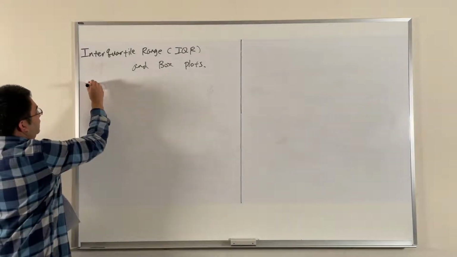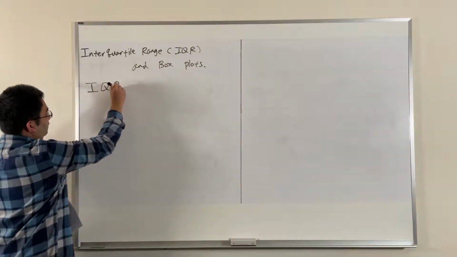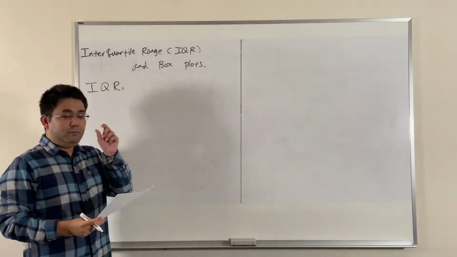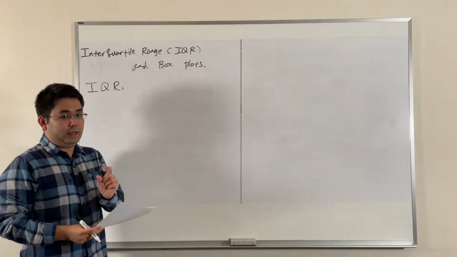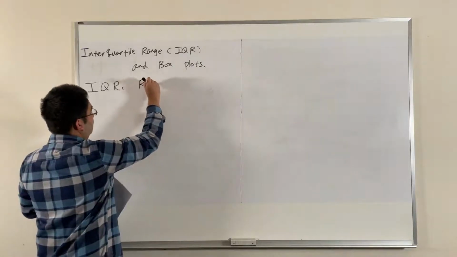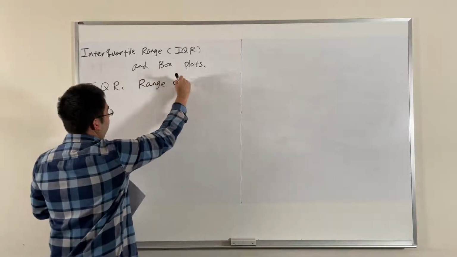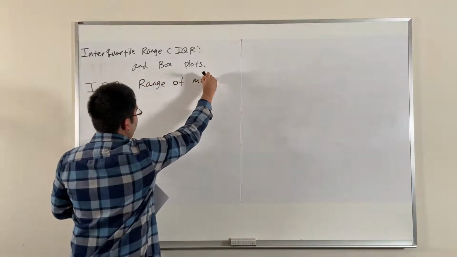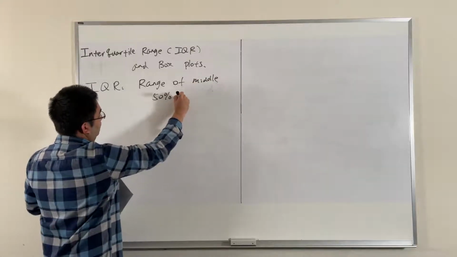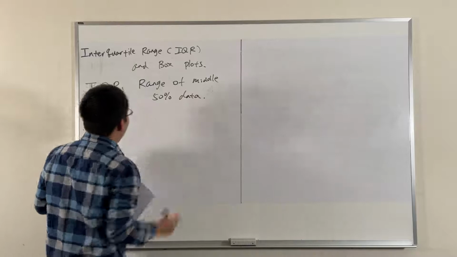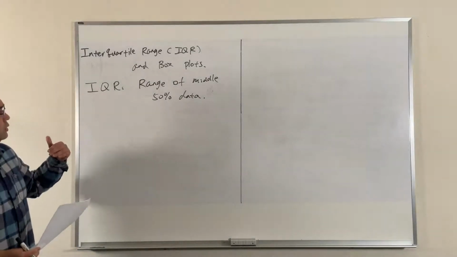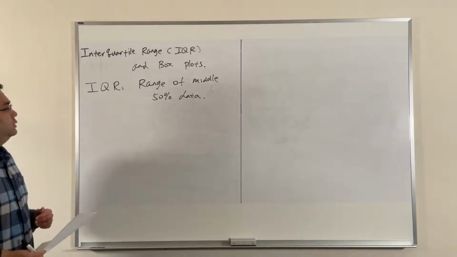So what's interquartile range, IQR? It represents the range of the middle 50% of your data, right? So it's the range of the middle 50%. So it tells you the range of the middle 50% of data.